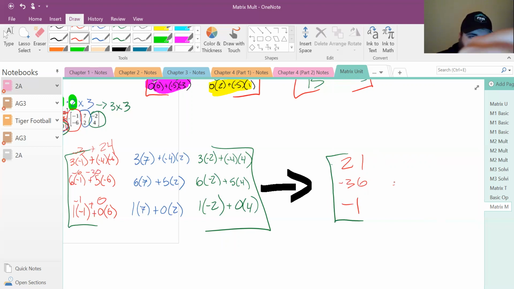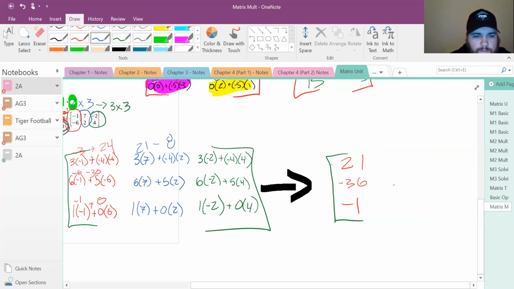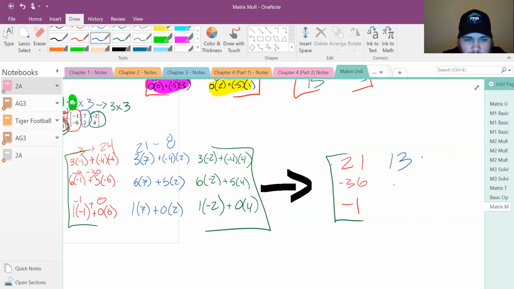Okay, let's do the second column now from our resulting matrix. So we have 3 times 7 is 21, plus negative 4 times 2, which is negative 8. So 21 minus 8, what is that? 13? Double check me. Fix it if it's not. That's the problem. You guys can't live without double checking me. Yeah, that's your guys' favorite hobby. That's wrong. Okay.